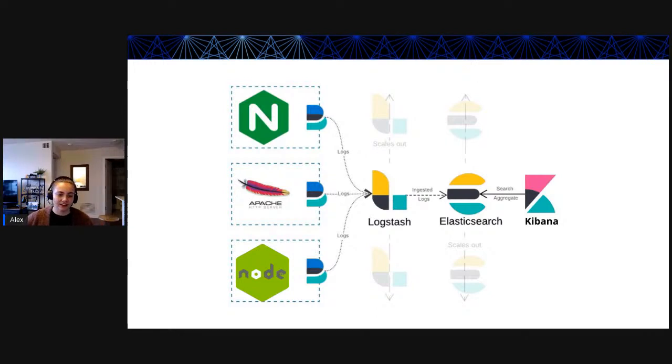And then these 3 services are imaginary web servers. So there's an Apache instance, there's an Nginx instance, and there's a Node.js web server. So these are all websites running somewhere on some machine that we need to log what's going on in.